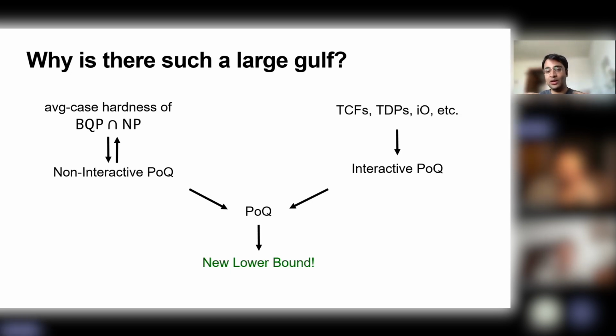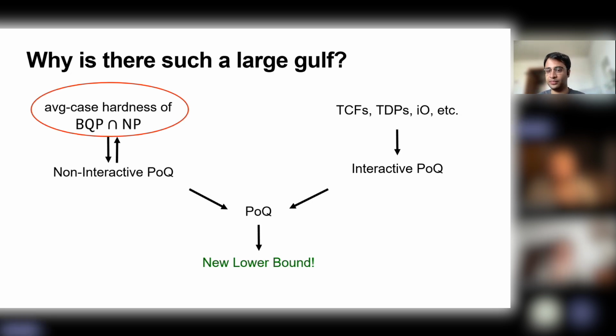What this means is any lower bound you get will not be able to really capture the underlying hardness, either of interactive proofs of quantumness or of non-interactive proofs of quantumness. In a sense, you're trying to do too much. It will have to be very weak.